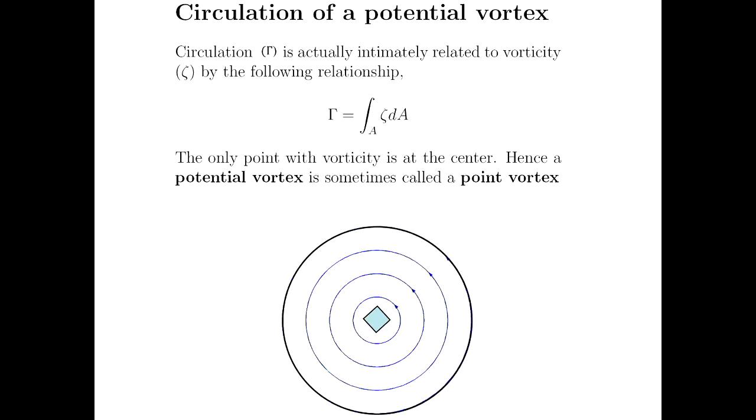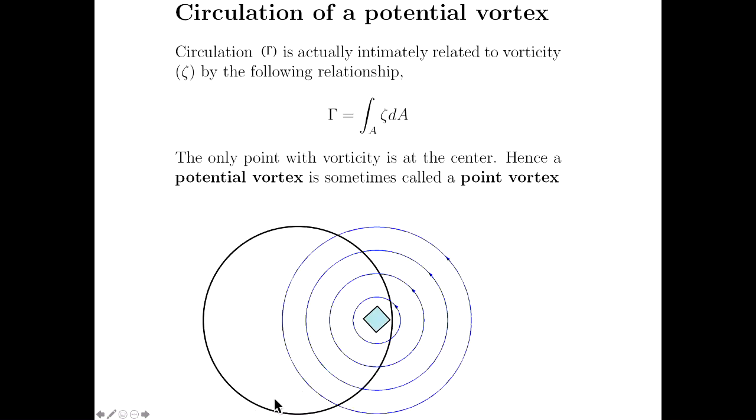So if, let's say, I consider this area here, the area under this black circle, my circulation is just going to be equal to 2 pi c. Right? Everyone agree with me? Yep. Okay, and can anybody guess what my circulation is going to be for this area here? Gamma is going to be equal to? Is it going to be the same?